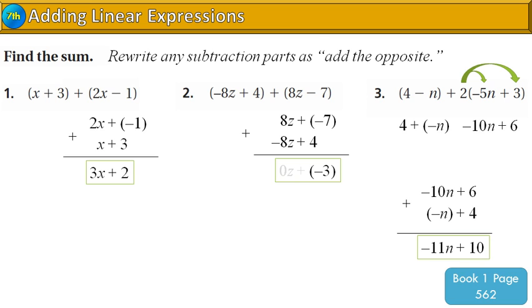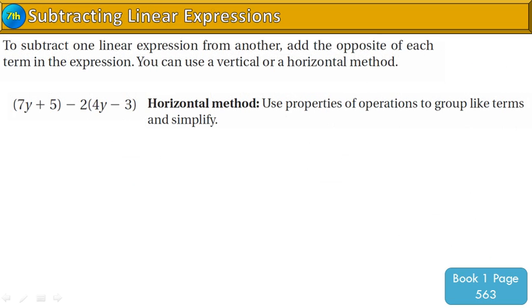Now let's take a look at some subtraction rules. To subtract one linear expression from another, again, it wants us to add the opposite of each term. We can use the vertical or horizontal method. In the horizontal method, we use the properties to group like terms together, such as the commutative property. The first step is to distribute. There's 2 to the 4y's and the 3. So there are 2 of these 4y's, and there's 2 of these 3's, resulting in 8y minus 6.